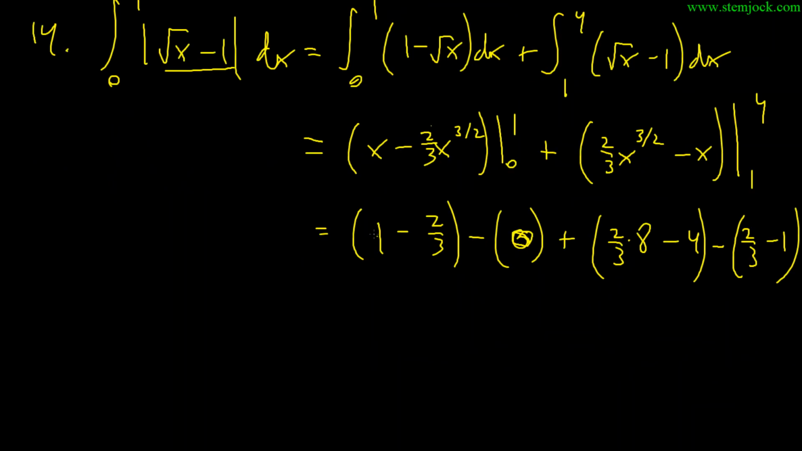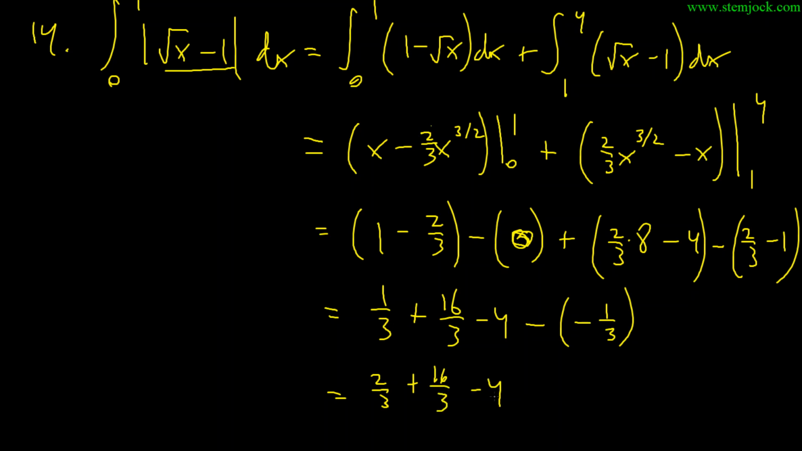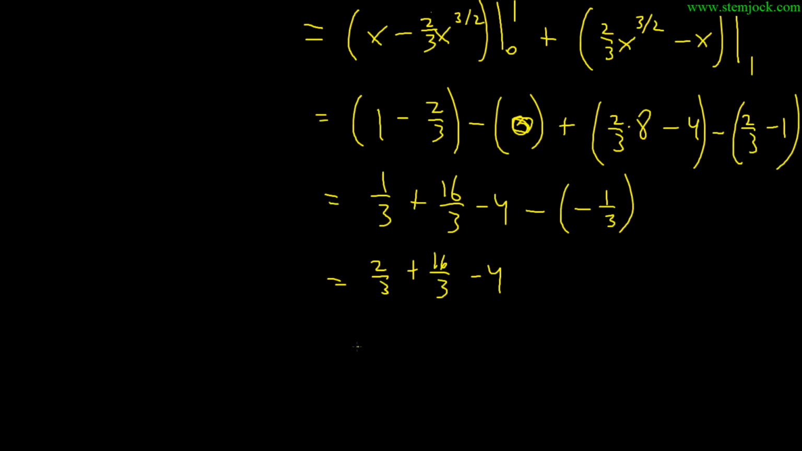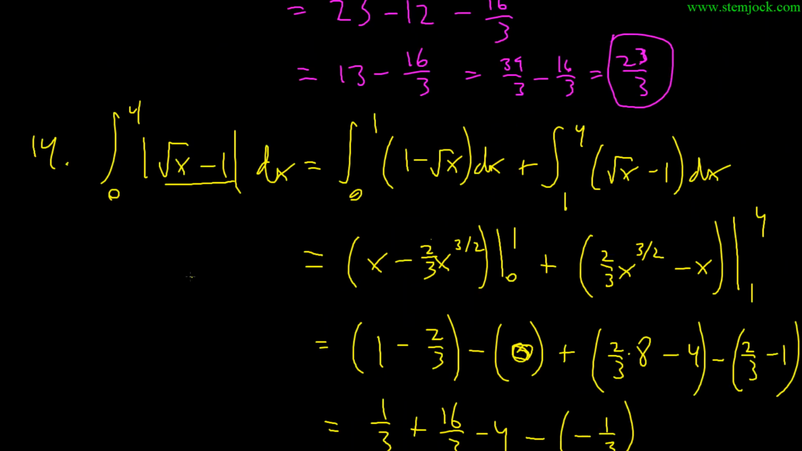And now I just evaluate this. So this is 1/3 plus 16/3 minus 4. And then minus negative 1/3. So this is 2/3 plus 16/3 minus 4. This is 18/3 minus 4. That's 18 over 3 minus 12 over 3. So this is 6/3, which is 2. So this is going to be our answer for this integral.